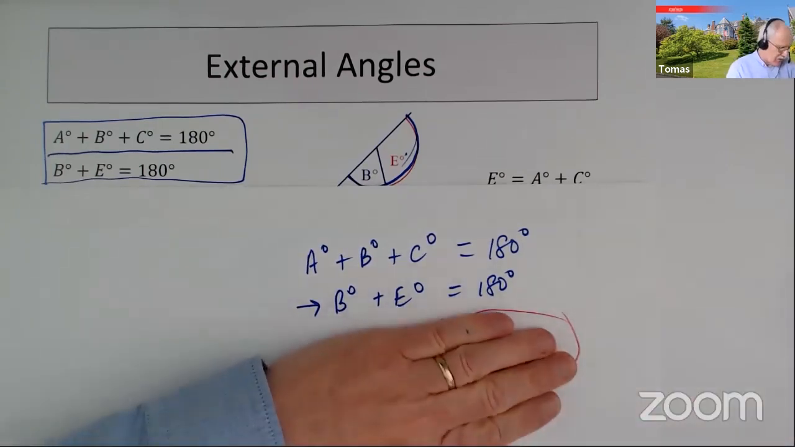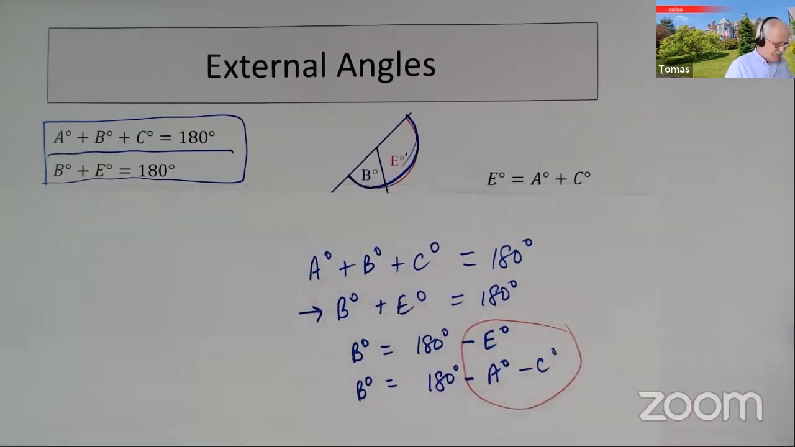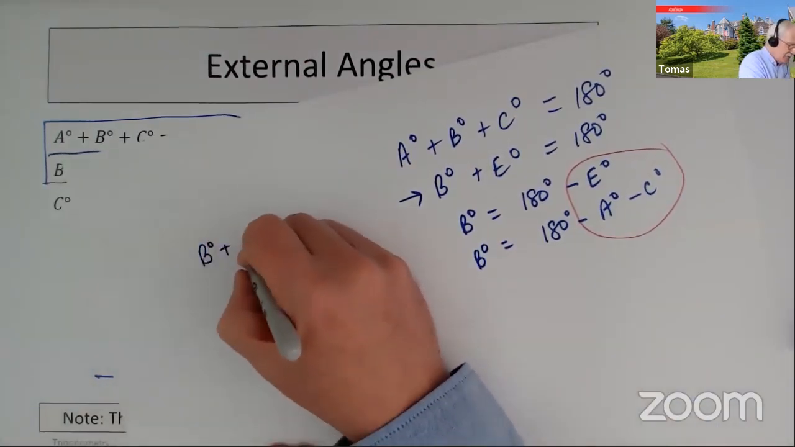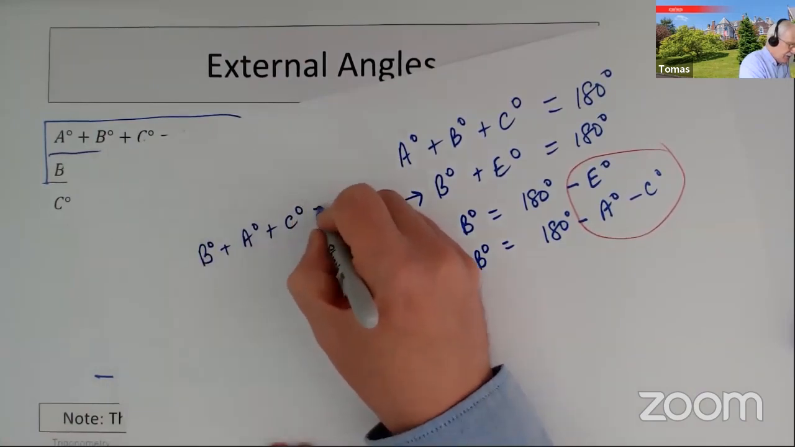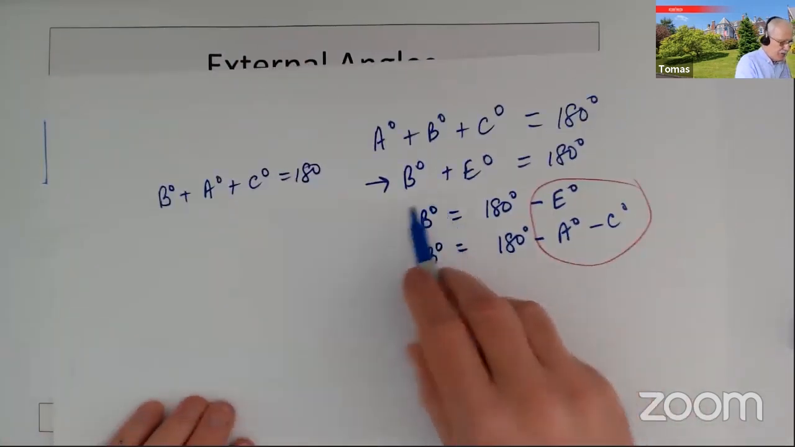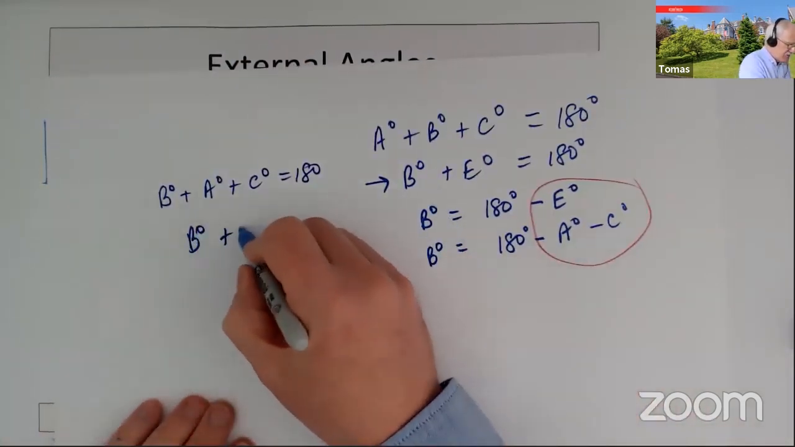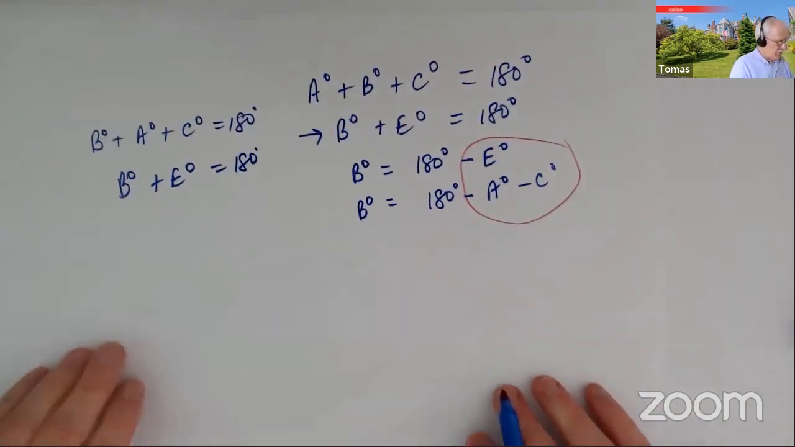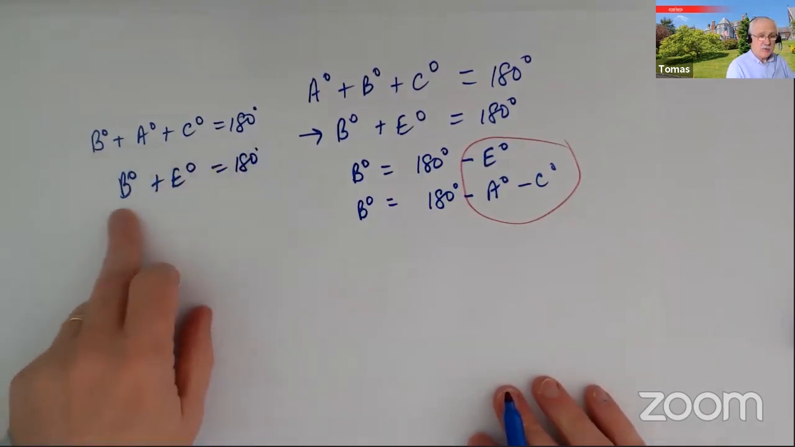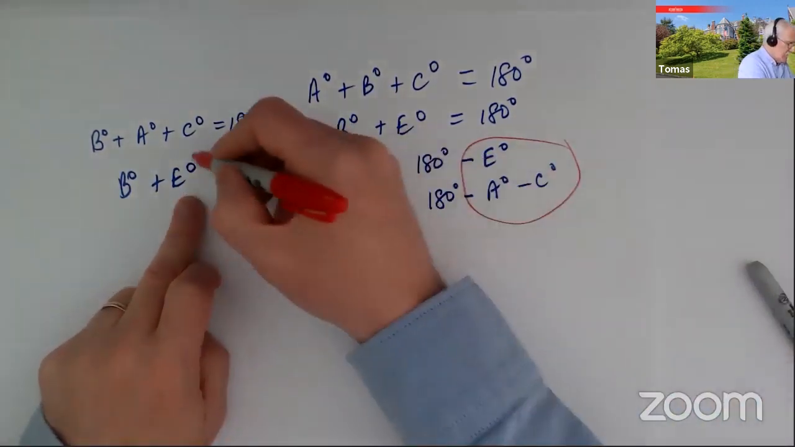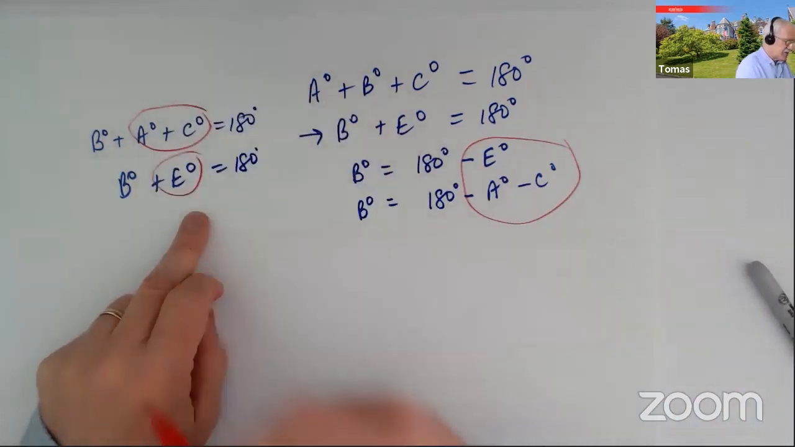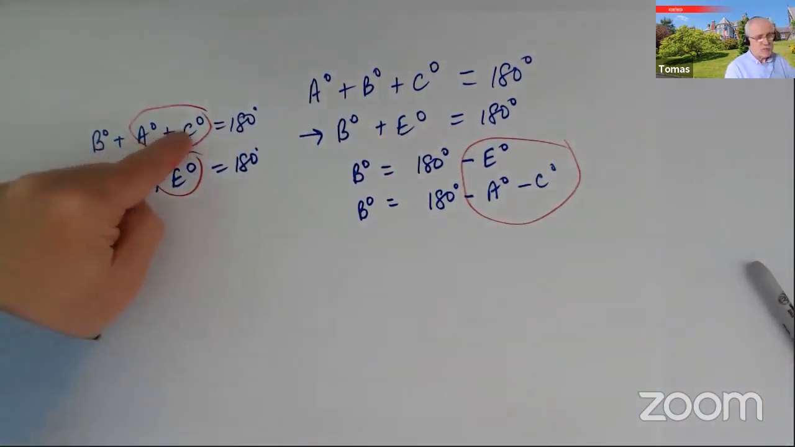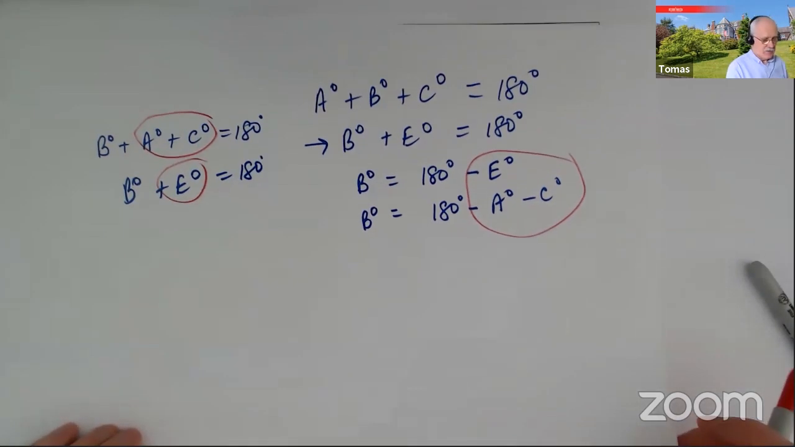Or let's look at it here. I'll rearrange the first one again. And instead of A plus B plus C, I'll say B plus A plus C is 180. And B plus E is 180. Well, if this is true and this is true, this must be the same as this. Because the 180s are equal, the B's are equal, E must be the same as A plus C.